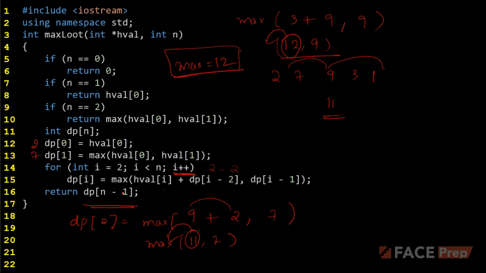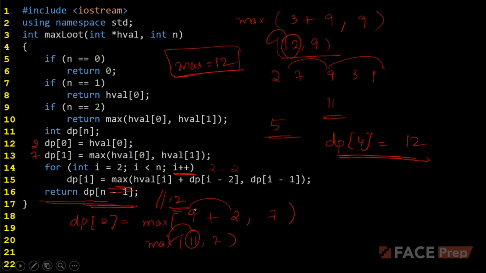Finally, I'll be passing n minus 1. That is the value which is stored at last. So this will get repeated. So each time I'll be comparing the value, and the max value will be stored in the last expression. So if I'm having 5 elements, in dp of 4 it will be stored. So here in dp of 4, 12 is getting stored. Hence, while returning that value, 12 will be returned.